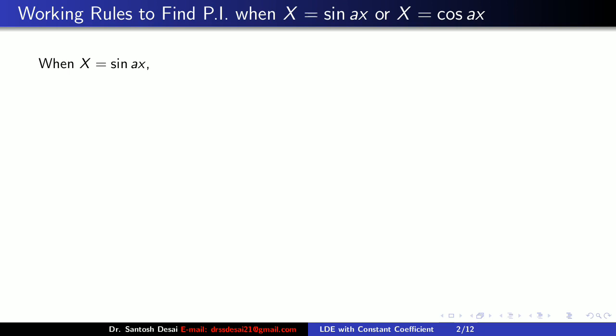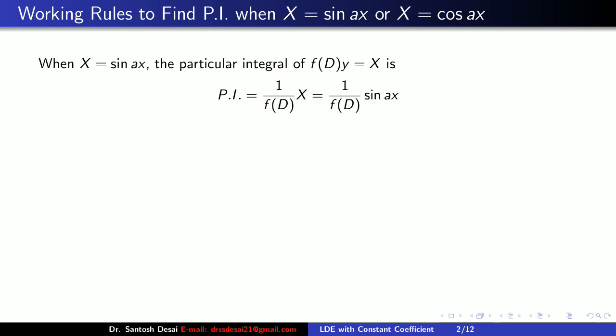As we know, the particular integral of f(D)y = X is given by PI = 1 upon f(D) into X. And let us consider X = sin ax. So PI = 1 upon f(D) into sin ax. Now to find the particular integral, we just follow the following steps.